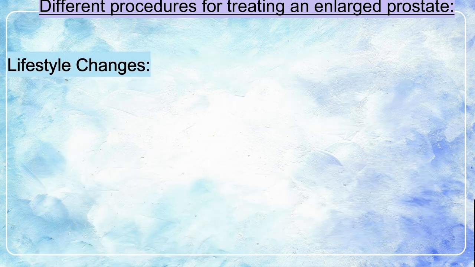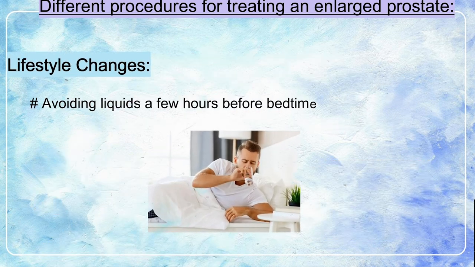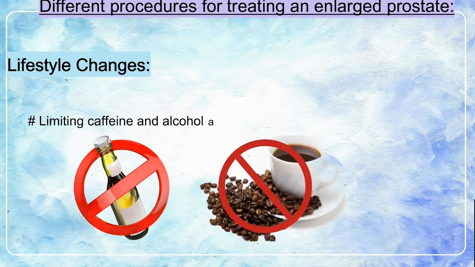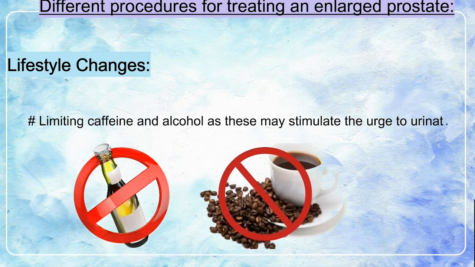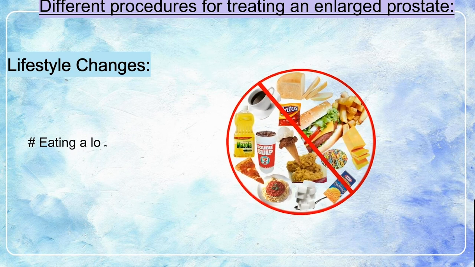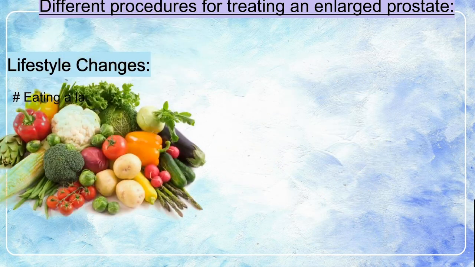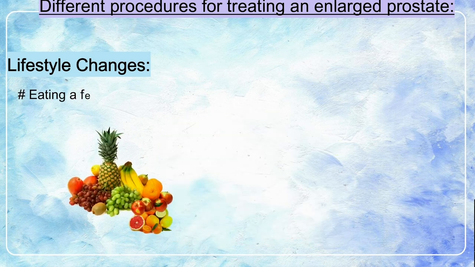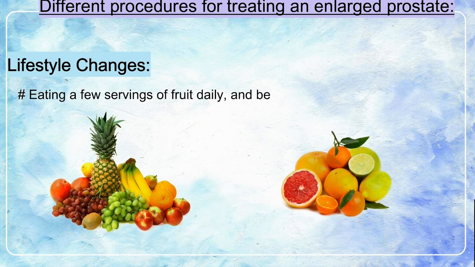Lifestyle changes. Avoiding liquids a few hours before bedtime or before going out. Limiting caffeine and alcohol, as these may stimulate the urge to urinate. Eating a low-fat diet. Eating a large variety of vegetables each day. Eating a few servings of fruit daily, and be sure to include citrus fruits.